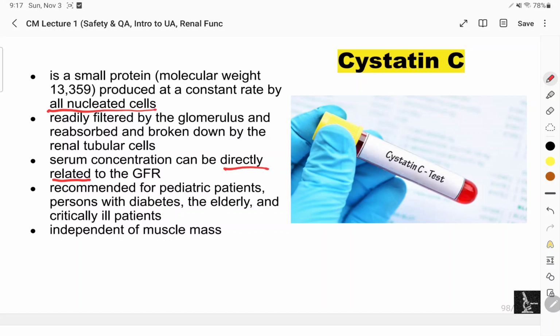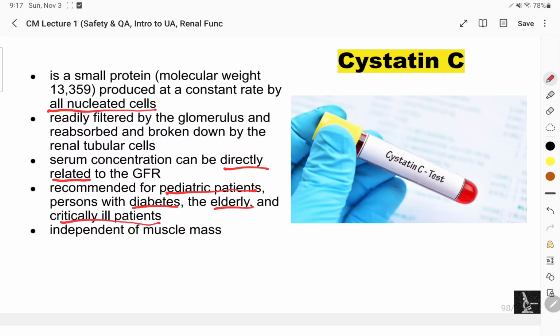So, blood is used here. The serum concentration can directly be related to the GFR. And this is nice for pediatric patients, children, diabetes, elderly, and critically ill patients. Okay, so it is difficult to collect a 24-hour urine from them, right? For diabetes, they pass a lot of urine, about 1.5 liters. Okay? And the critically ill are hard to collect from.